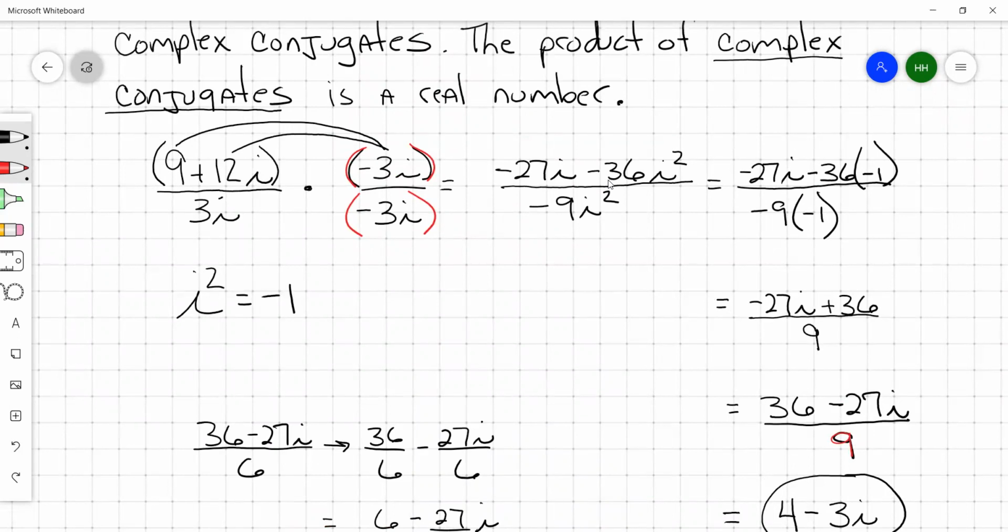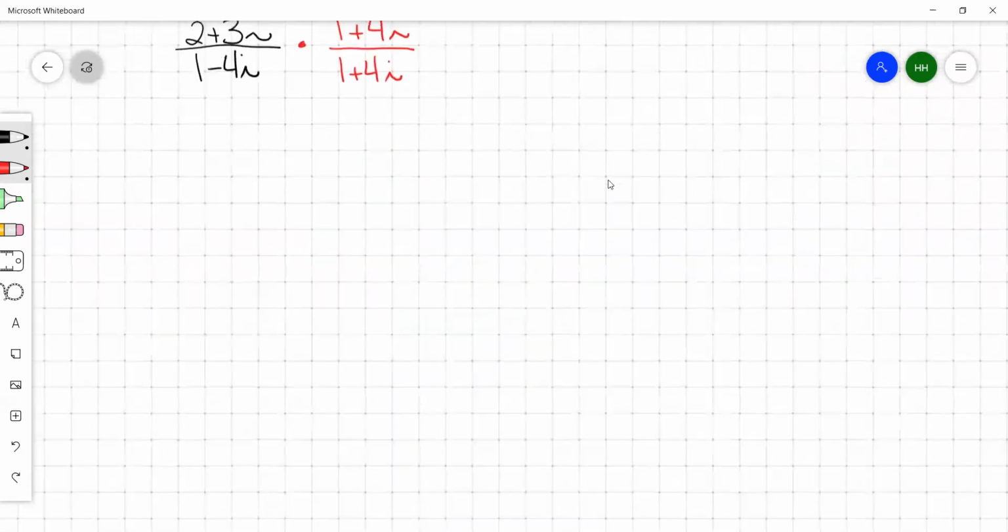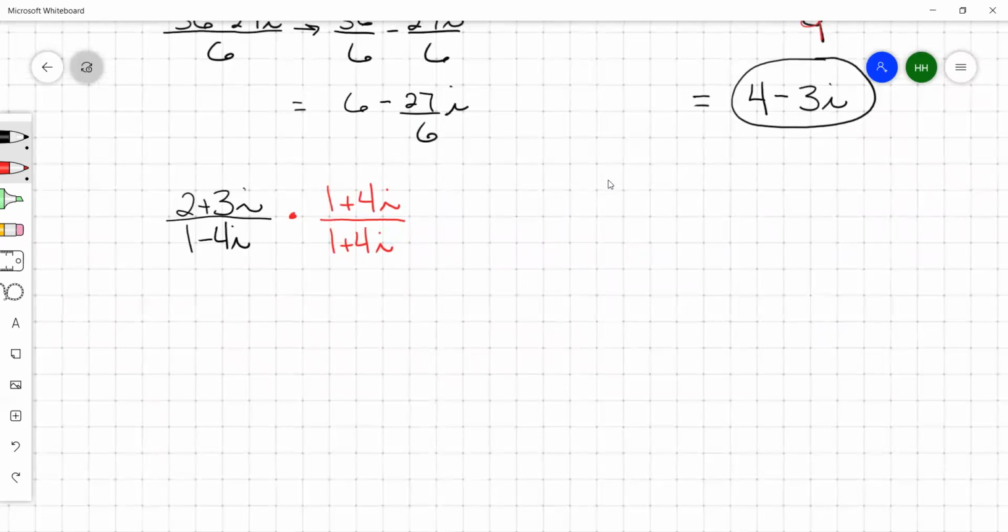Now, if we're dividing by 1 minus 4i, that means we multiply the numerator and the denominator by 1 plus 4i. And now it's just a matter of multiplication and division. So we got the 2 times the 1, which is 2, right? 2 times 1 is 2, and then you got 2 times 4i is positive 8i.